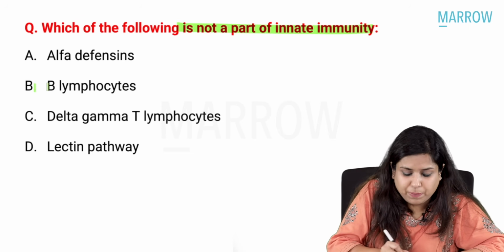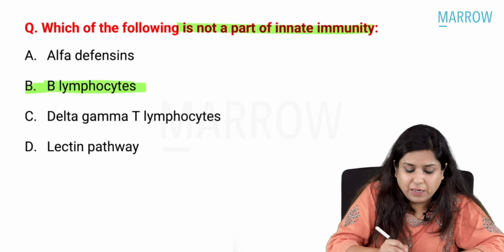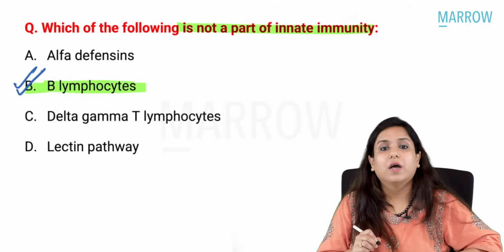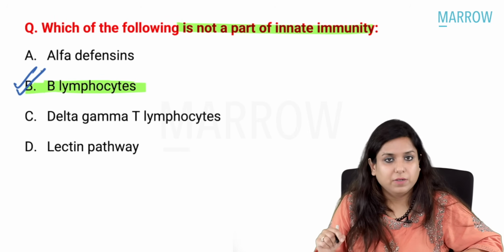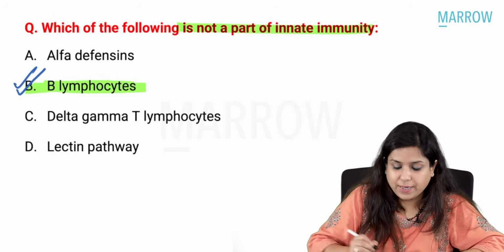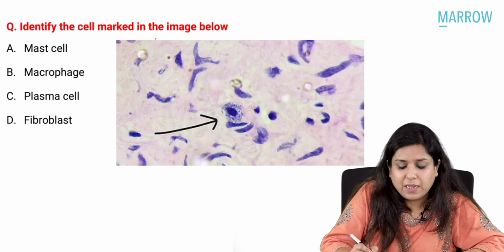The answer is the B lymphocytes, because B lymphocytes for sure are a component of the adaptive immunity and not a component of the innate immunity. Correct? Next. Identify the cell marked in the image below.